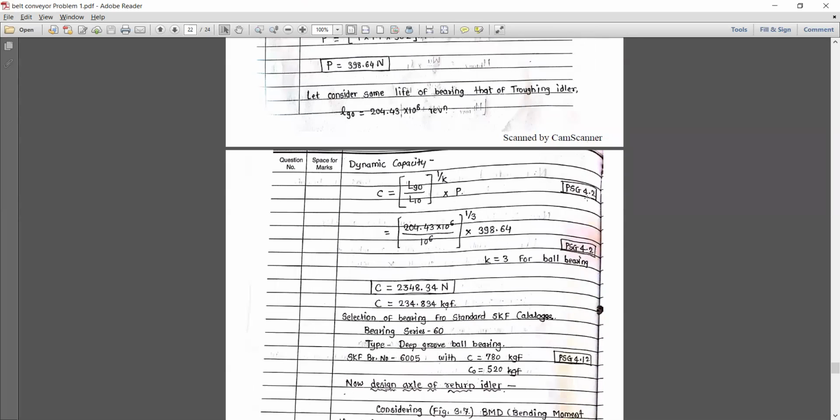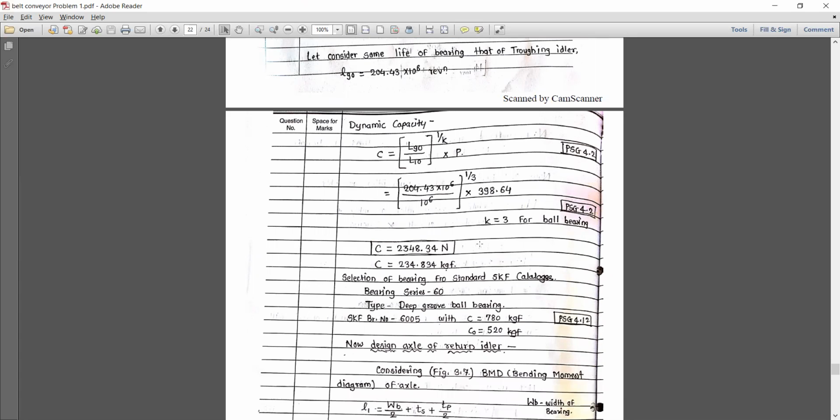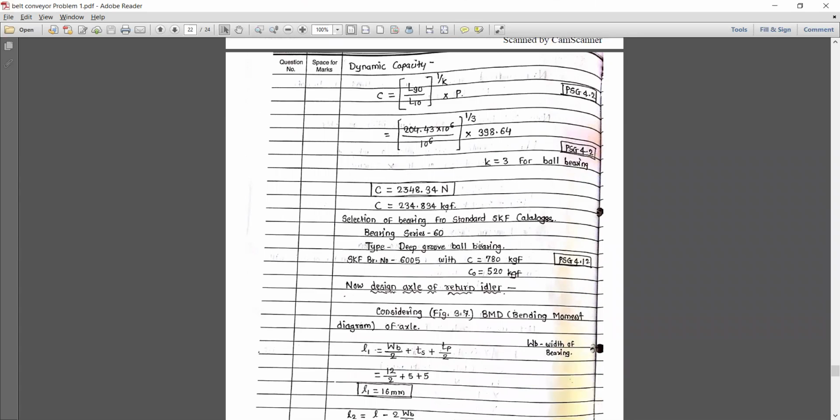398.64 Newton. Let us consider the life of the bearing same as that of the troughing idler. That much life we are considering. L90 is equal to 204.43 million revolutions. Okay, so that much life we are considering. Now only because of the equivalent load the value of C gets changed. Okay, so here the ball bearing is considered, so the value of K is equal to 3.